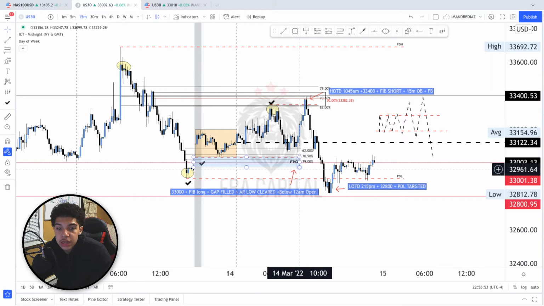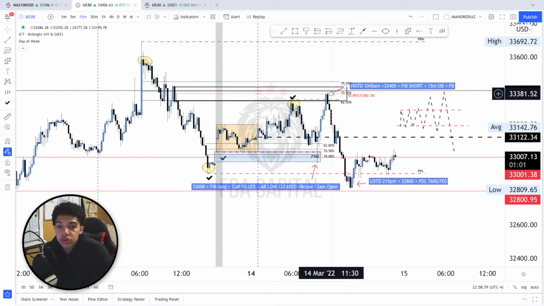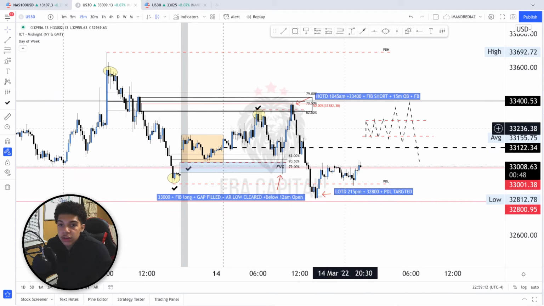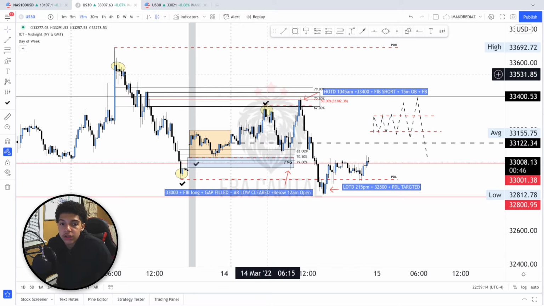At first, I was thinking it was going to be a bullish New York reversal and continue going higher to possibly the previous day's high. But in this case, it was a bearish New York reversal after it made the high of the day at 10:45 a.m. And then from here, price ran all the way down, targeting the previous day's low and targeted a big figure level, 32,800, and created the low of the day. So it's very simple what happened today. Nothing crazy, nothing out of the ordinary. Simple things that happen on a daily, weekly, monthly basis.